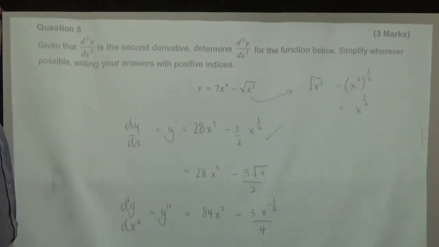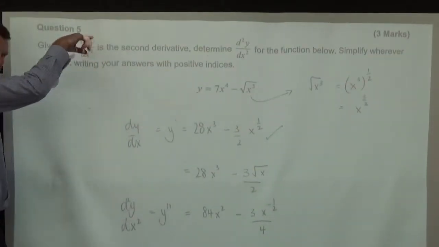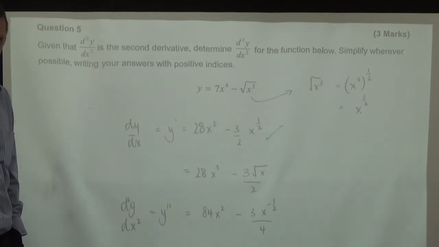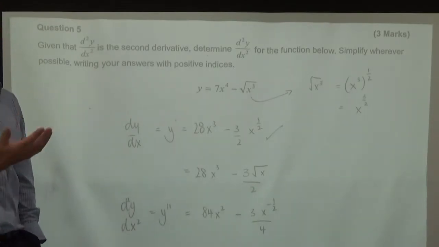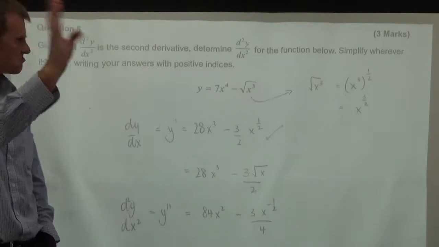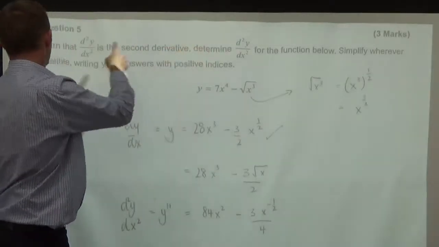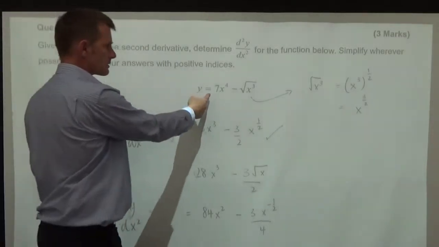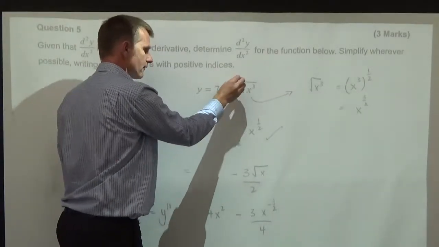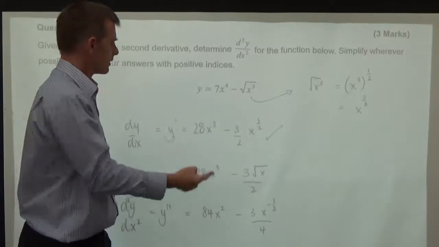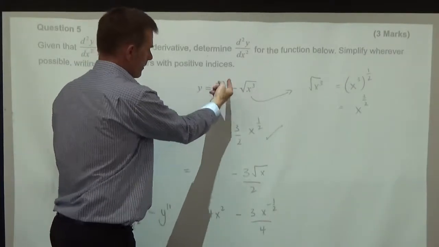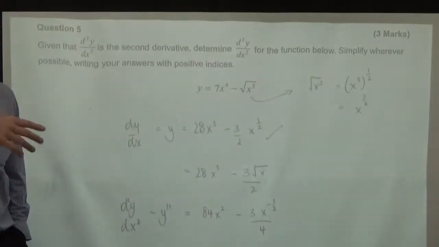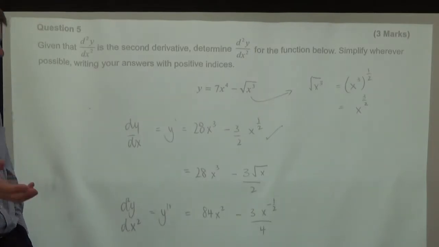Question number 5. d squared y dx squared is the second derivative. Okay, just a bit of fancy notation. Same as f double dash of x, same thing. Simplify where possible, writing your answer with positive indices. So if we're given this, we just need to take the derivative of each part twice. The first one's not really so bad. Power out the front, lower the power by 1. Do it again, power out the front, lower the power by 1.